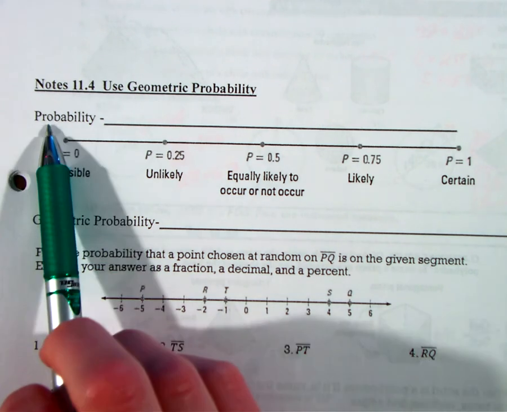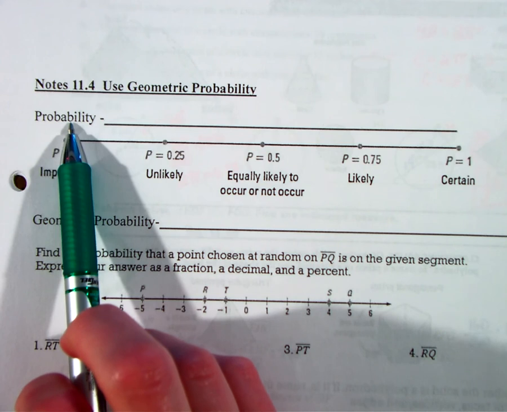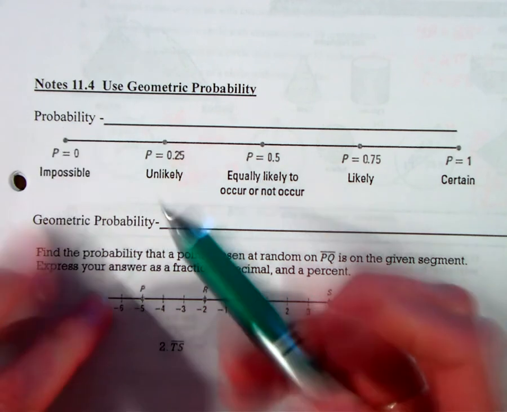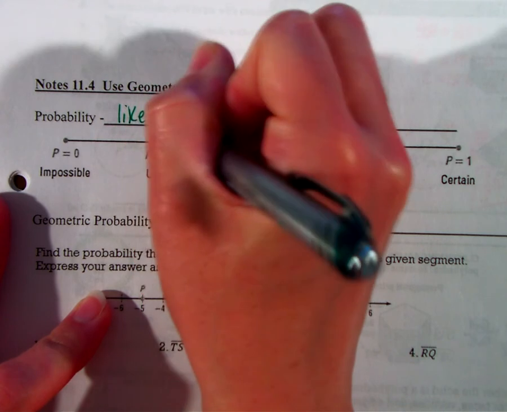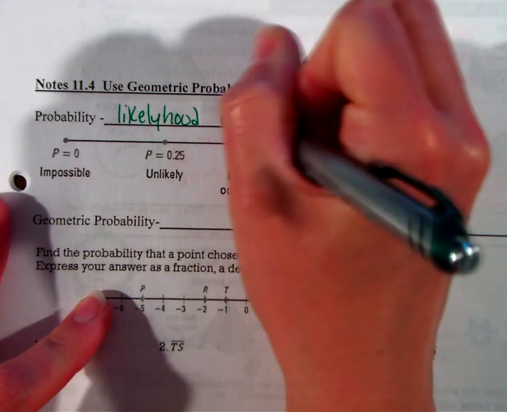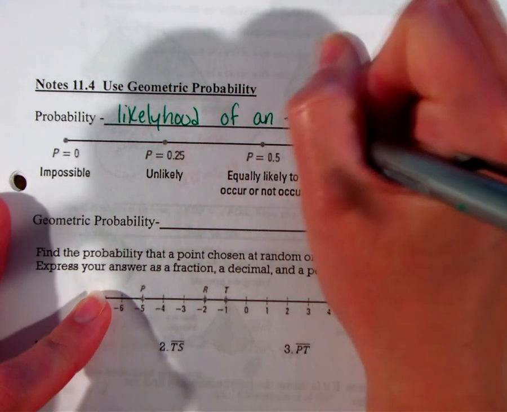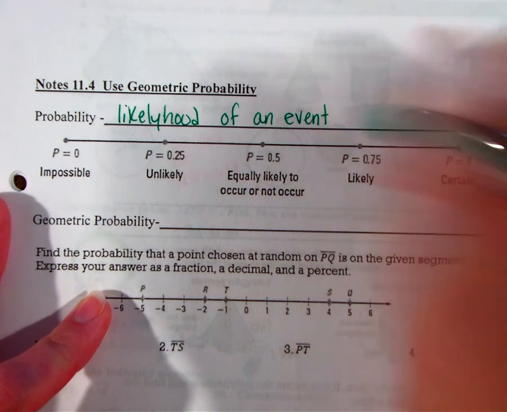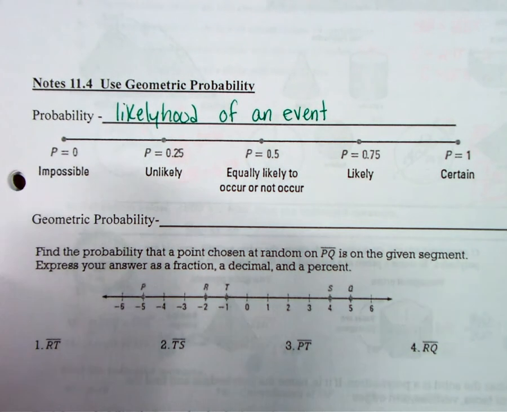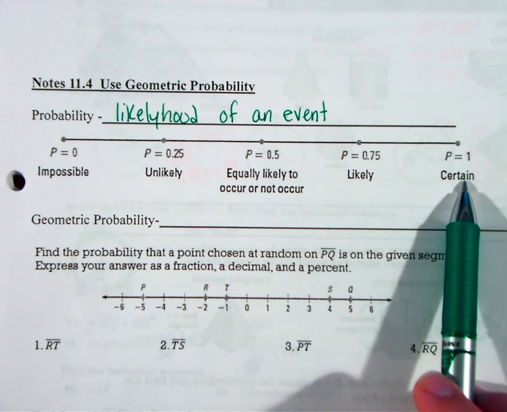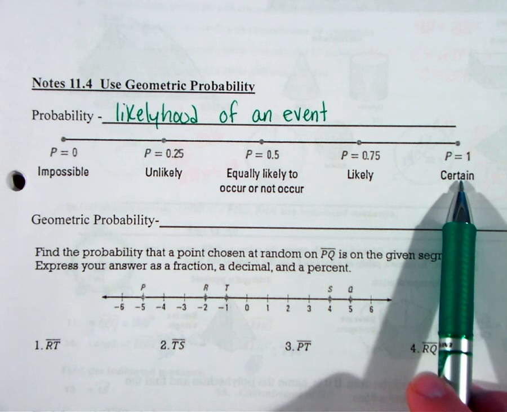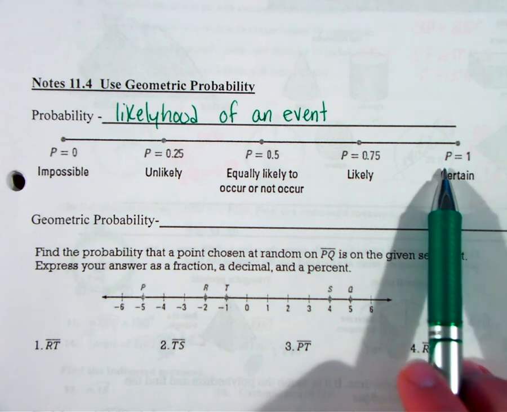And probability itself is something that we're used to. So, for example, probability is the likelihood of an event. Okay, so for example, what's the probability that you will have a quiz this Friday? It is certain, right? Because you're going to have a quiz every Friday over the previous week's material, so the probability is 1.